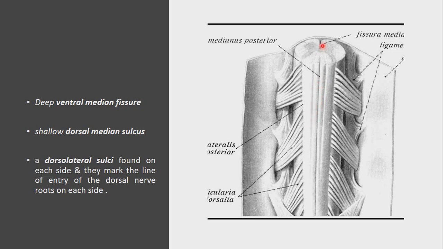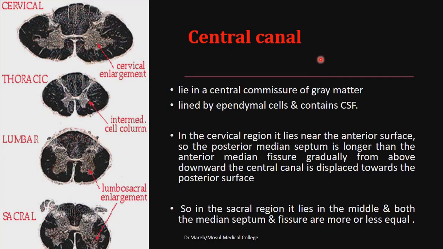So we have the deep ventral median fissure, and we have a shallow dorsal median sulcus, and there are two dorsal median sulci on each side. Now the central canal. Look here, you can see this is the central canal. The central canal is present in the central commissure of the gray matter. It is lined by ependymal cells, and it contains cerebrospinal fluid.